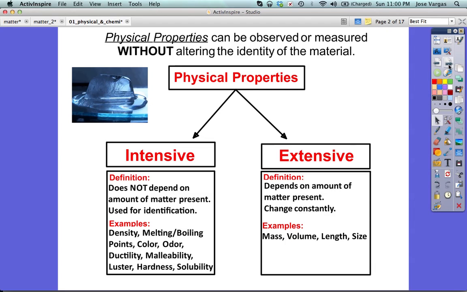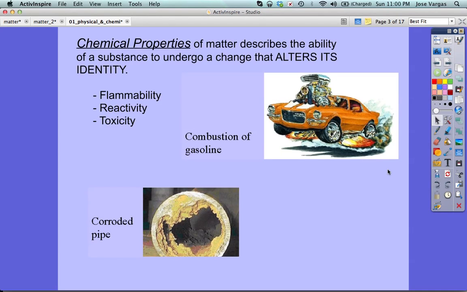So let's talk about chemical properties. They are the ones that describe the ability of a substance to undergo a change that is going to alter its identity. We're going to be looking at flammability, reactivity, and toxicity, for example, to see if that substance has chemical properties to change its identity.